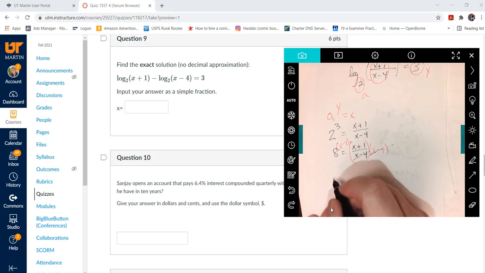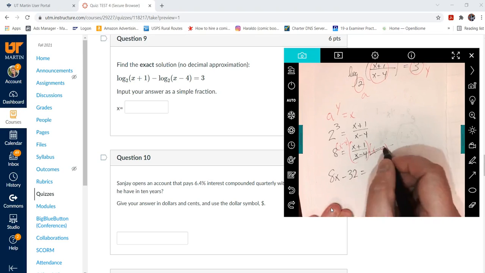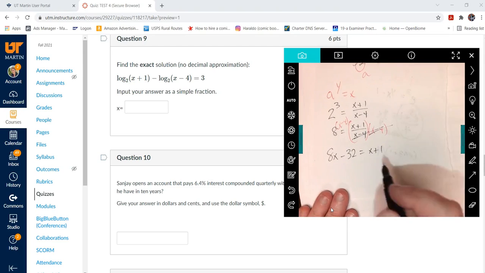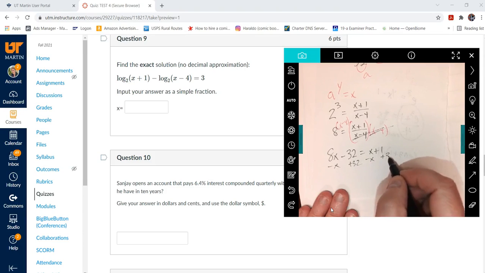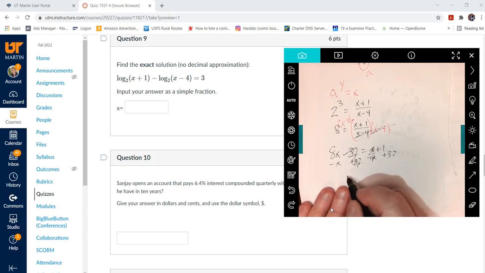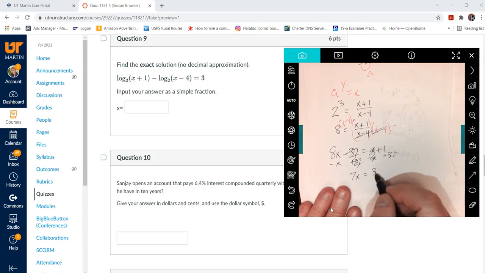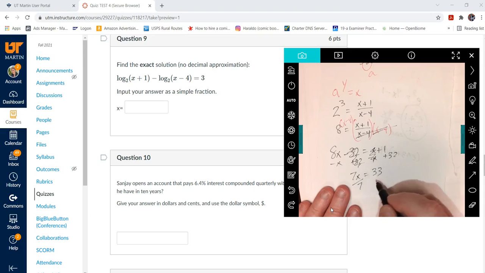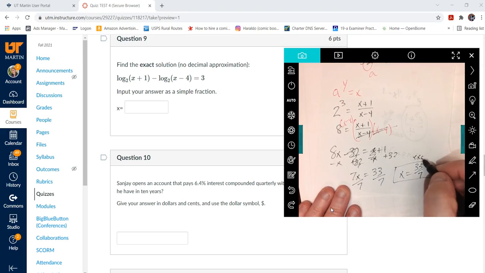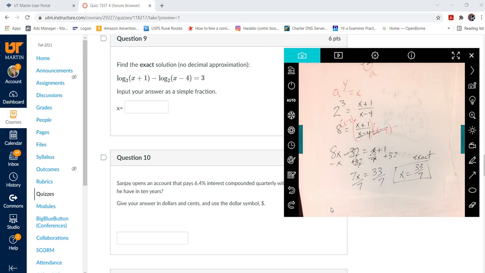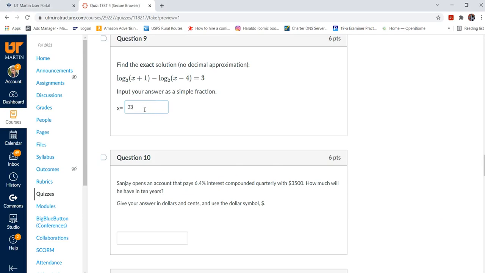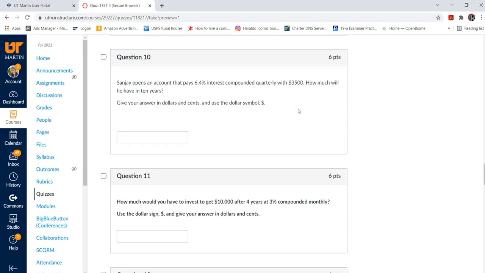So this will cancel, and distribute the 8 through, and I have x plus 1 left there. So subtract x from both sides and add 32 to both sides. So I'll have 7x equals 33. And then to solve for x, I divide both sides by 7. This is my exact answer. Fractions are exact. So no decimal approximations, no putting that into your calculator. That's my exact answer.